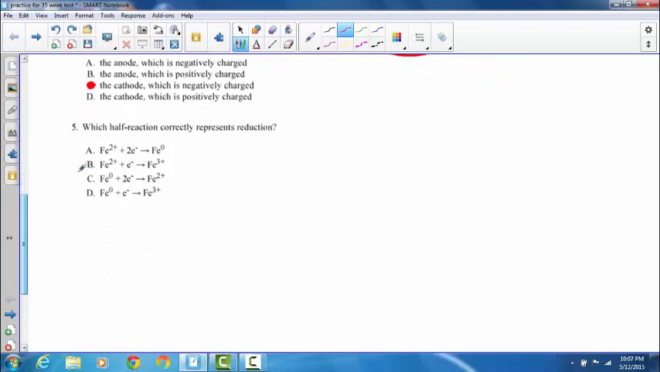All right, the next question, which half reaction correctly represents reduction? We remind us of that saying, OIL RIG, oxidation is losing, reduction is gaining electrons. So if you're gaining electrons, you want to make sure that you're showing the electrons before the arrow.